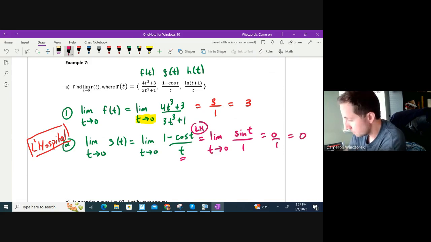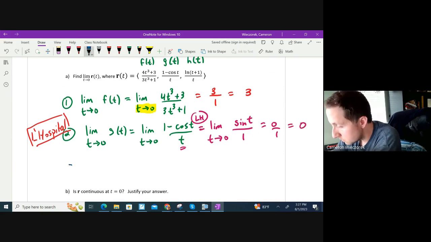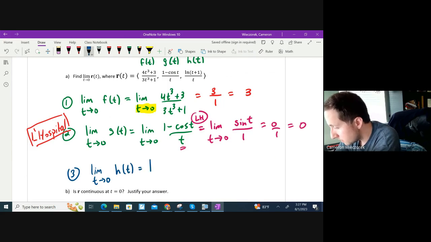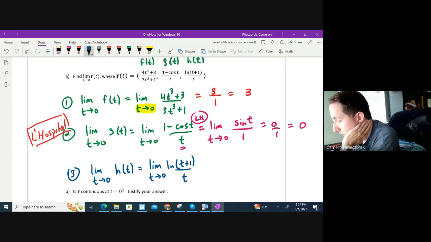Okay. Third piece. Limit as t approaches 0 of h of t. So I get limit as t approaches 0 of natural log t plus 1 over t. Plugging in 0, I get natural log of 1. Okay, I'm not going to put an equal sign yet because it might be indeterminate. I get 0 divided by 0. Okay, it's another indeterminate form.